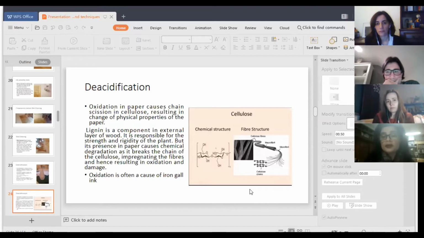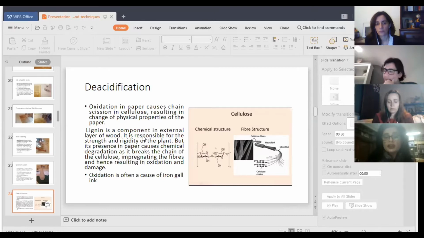Oxidation in paper causes chain scission in cellulose, resulting in a change of physical properties and damaging the mechanical properties. Cellulose is found in the internal layer of the plant, from where the pulp is extracted. It is extremely important because it consists of fibers, oxygen, carbon, sugar, and other minerals. The chain of this cellulose breaks due to oxidation, which results in the damage of paper over a period of time.